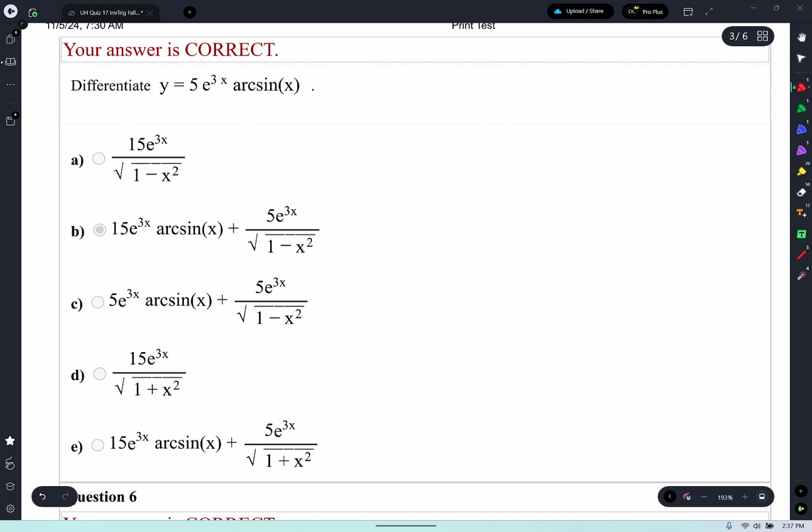Just write y equals 5e to the 3x, arcsine x. And I want to take a derivative. What rule do I got to do to take this derivative? Product.